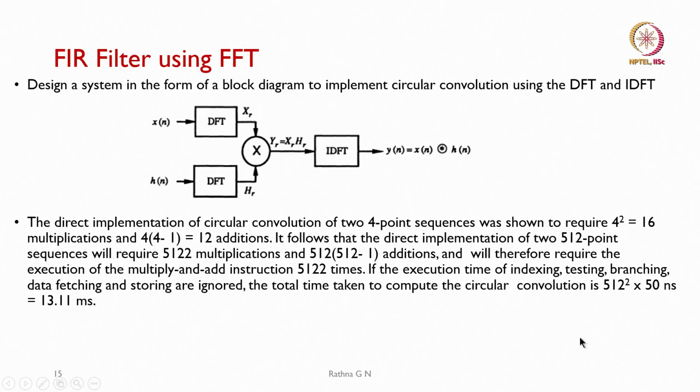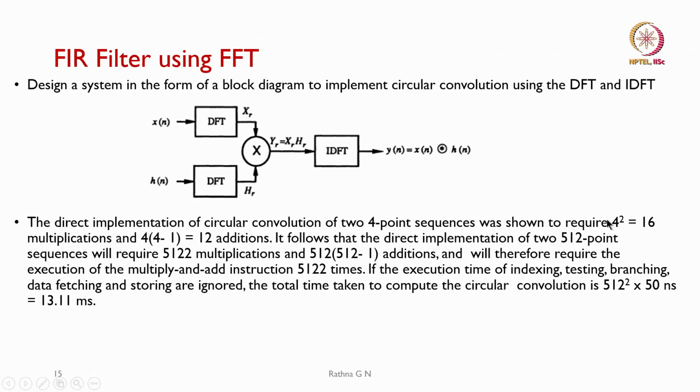Now we will see how we can implement an FIR filter using FFT. We will take the DFT of our input signal and the DFT of our coefficients, and then we have to do complex multiplication here, XR into HR, and then we are going to take the IDFT. So, this is our circular convolution which is going to happen. How are we going to calculate this?